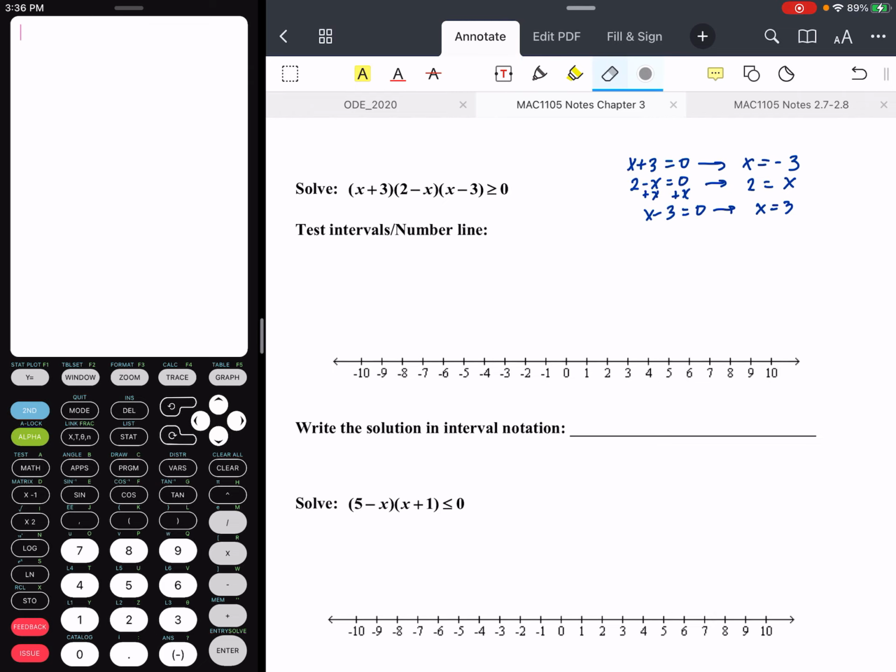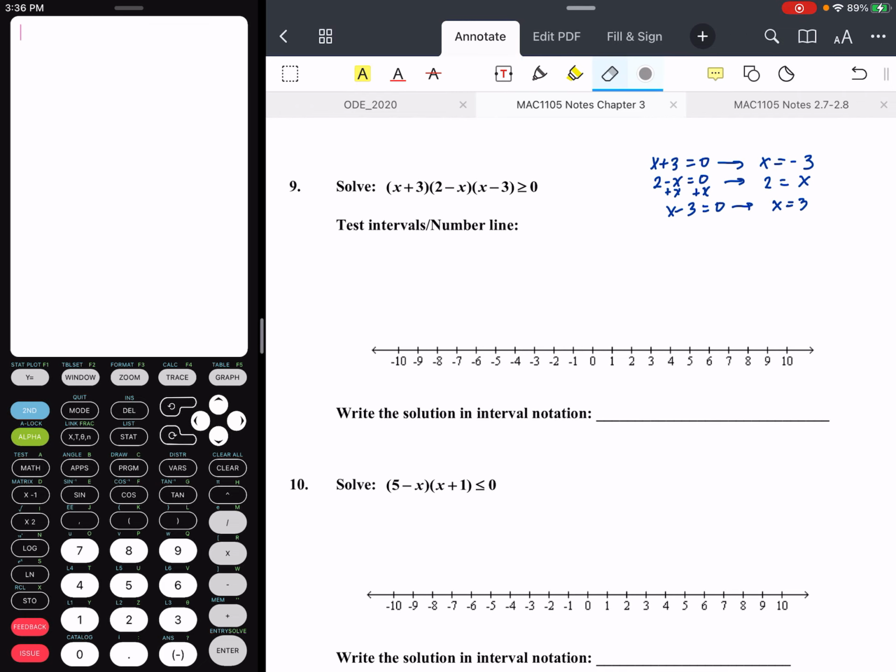All right, so at this point we're looking at question number 9, and I'm supposed to solve x plus 3 times 2 minus x times x minus 3 is greater than or equal to 0. So notice that this is already factored for me, which is really nice. If you're given a polynomial that's not factored, go ahead and factor it as the first step, but this is already factored for me, which is awesome.